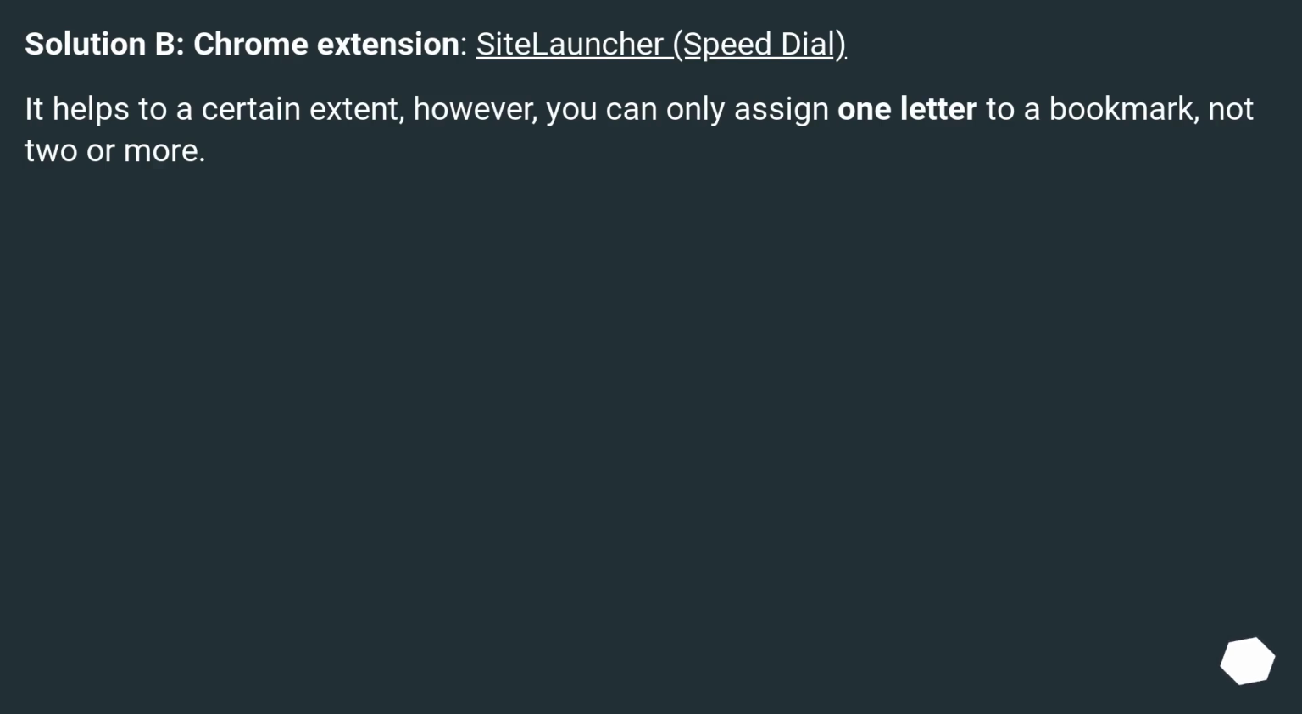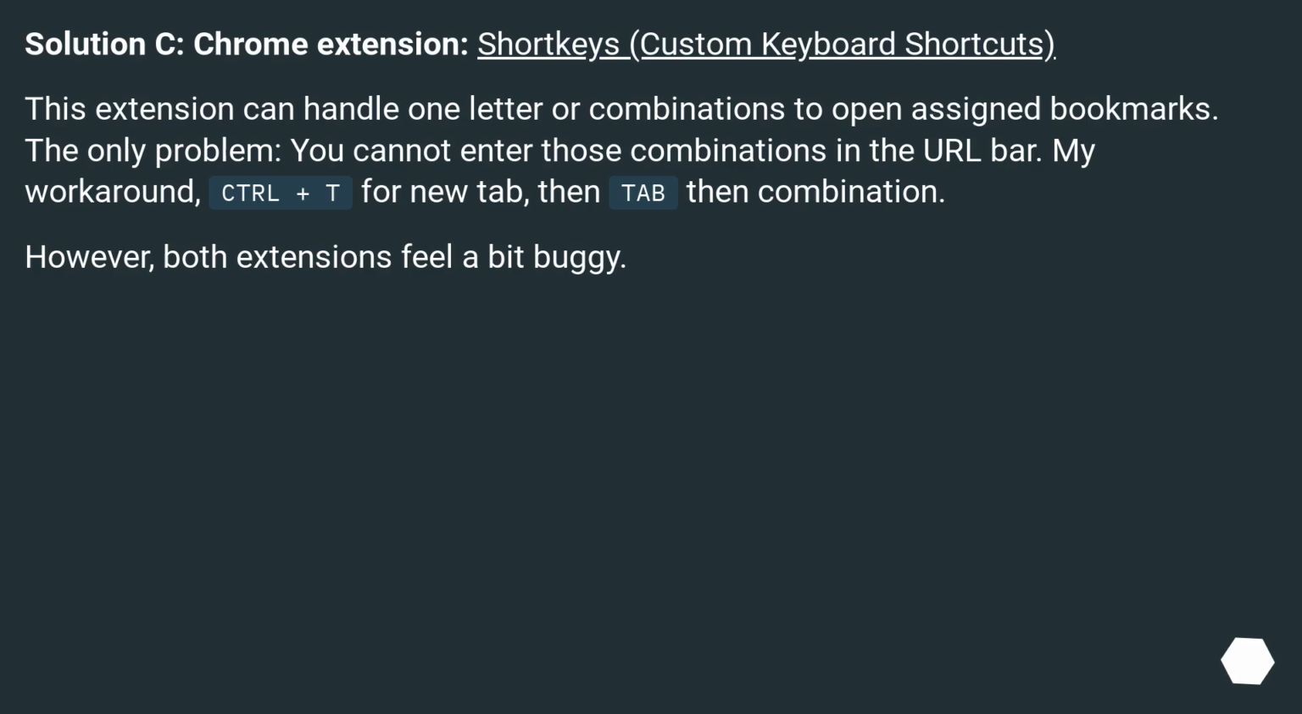Solution B. Chrome extension, Site Launcher, Speed Dial. It helps to a certain extent, however, you can only assign one letter to a bookmark, not two or more. Solution C. Chrome extension, Shortkeys, custom keyboard shortcuts. This extension can handle one letter or combinations to open assigned bookmarks. The only problem, you cannot enter those combinations in the URL bar. My workaround, Ctrl+T for new tab, then combination. However, both extensions feel a bit buggy.